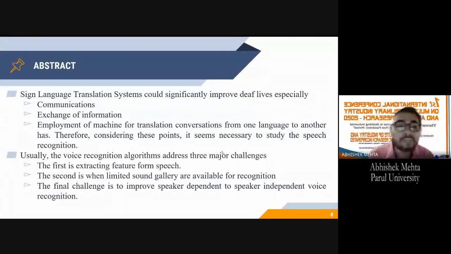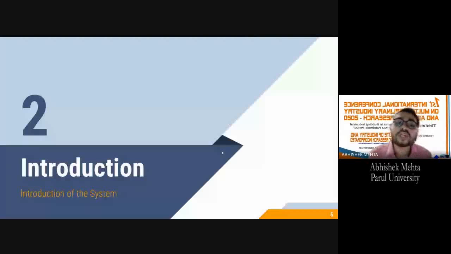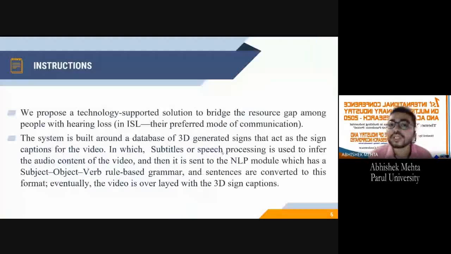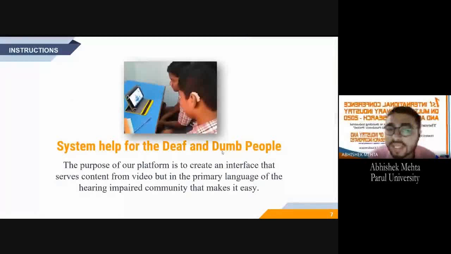Basically, we propose technology to support solutions that bridge the source gap among people with hearing loss. With that, we are generating a 3D generated sign as a caption of the video, in which subtitles or speech processing is used for the audio content of the video, and for the same, an NLP module which has the subject, object and verb is used. The full form of NLP is natural language processing, and they generate the 3D sign caption. So this is for deaf and dumb people.